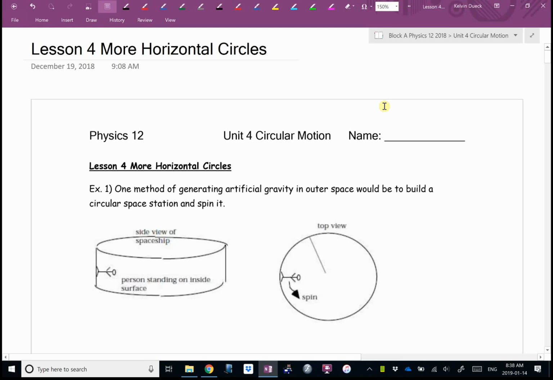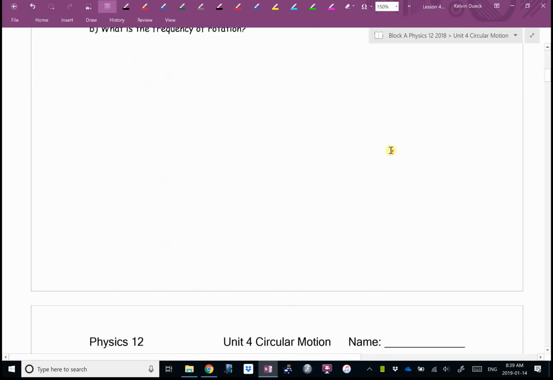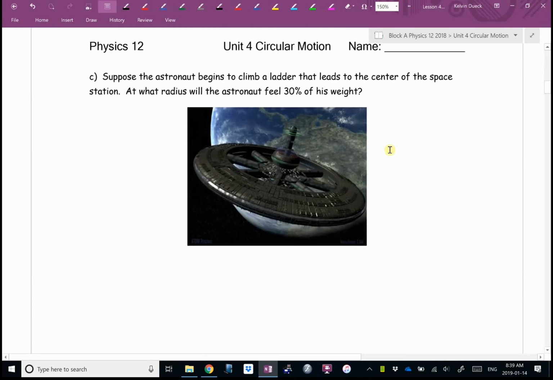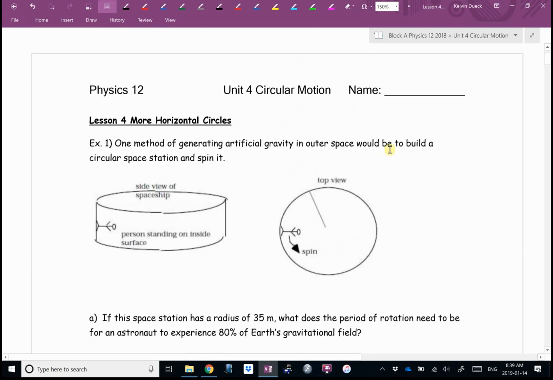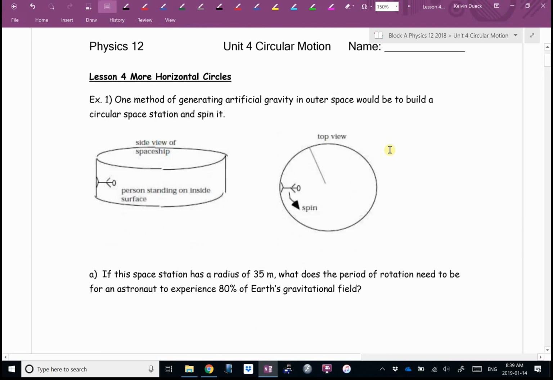One really neat application of circular motion is artificial gravity. One method to create artificial gravity in outer space would be to build a circular space station and then spin it. Something like this. You may have seen it done in movies before as well. So let's look at the physics of how that might create artificial gravity.